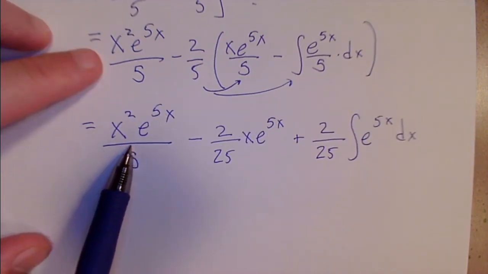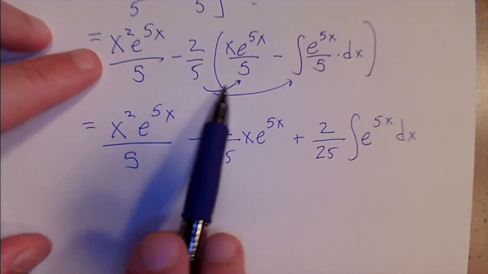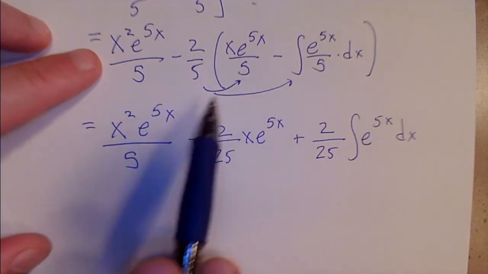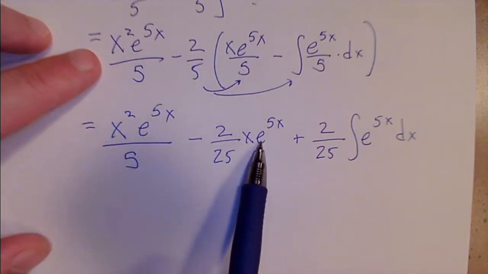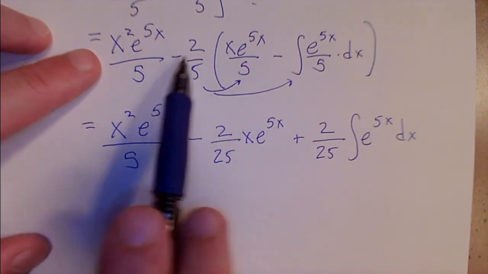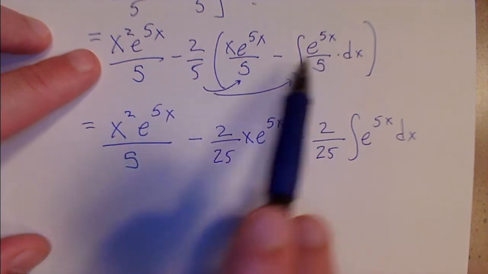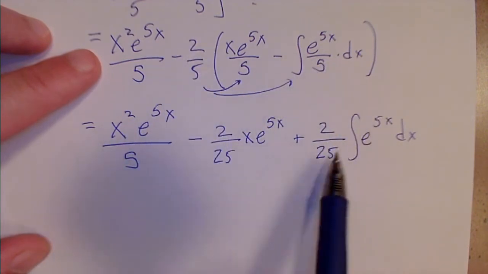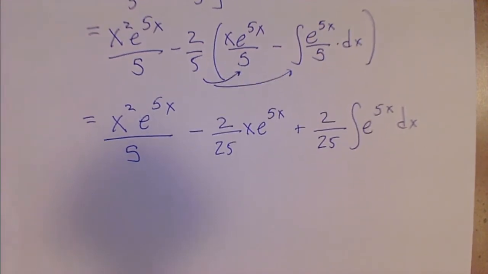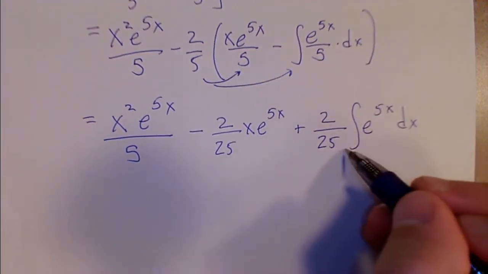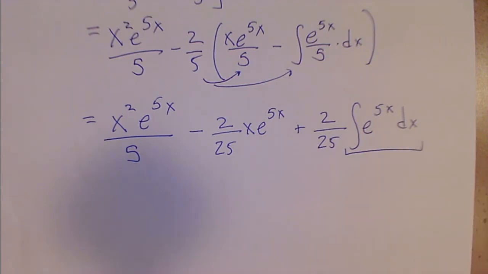That's handled. That's done. I distribute this negative 2/5 here and to here. So 5 times 5 is 25, negative 2x e to the 5x. And then these two negatives make it positive 2. These two 5's I'll multiply together to give me 25, integral e to the 5x with respect to x. And for the third time in this problem, I need to integrate e to the 5x with respect to x. We know what that is. That's e to the 5x divided by 5.